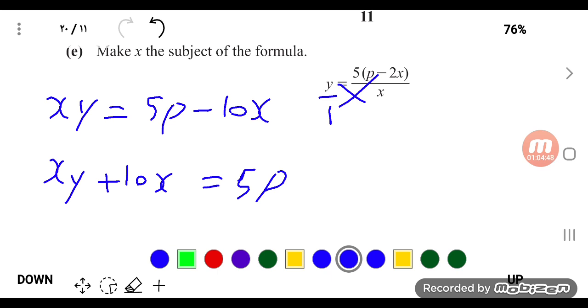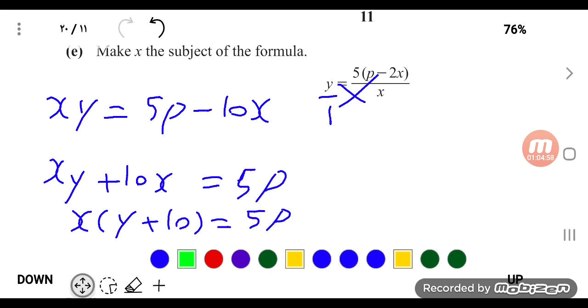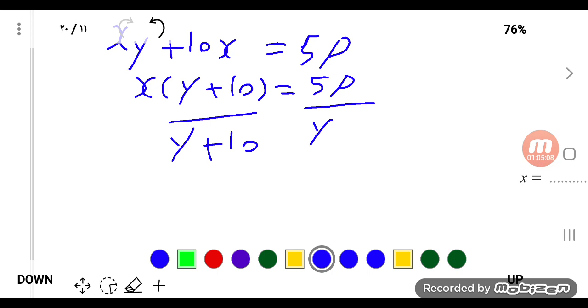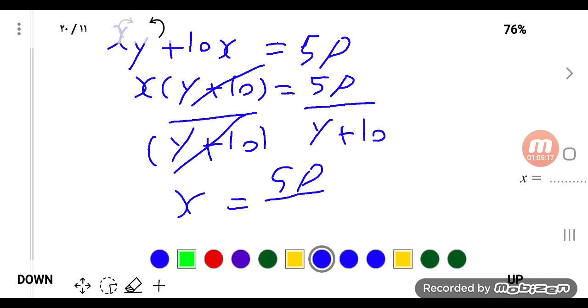Now, from here, you can factorize x outside the bracket. x times y plus 10 equals 5p. Then divide both sides by y plus 10. Cancel these. You get x equals 5p over y plus 10, and that is x, the subject.